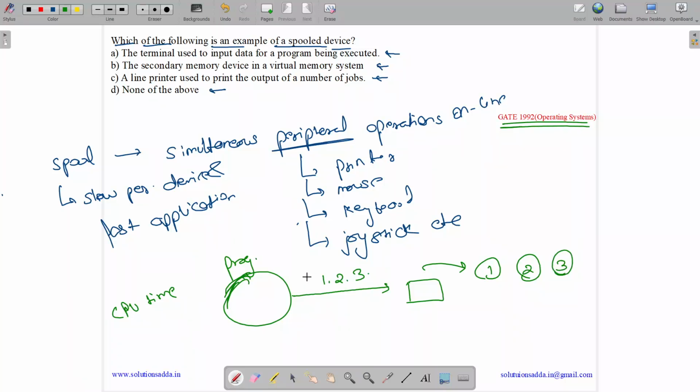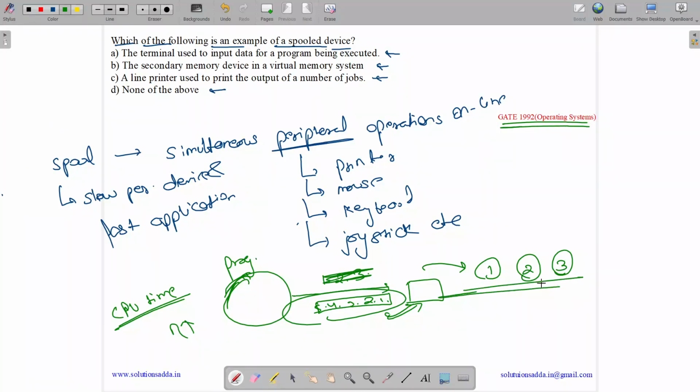So instead of this, we will have a spool. Spool is basically a queue. Here this program will, at a fast pace, give all the commands to the spool. They will be stored in the spool. And then after that, it can do its own work and CPU efficiency will increase. And meanwhile, the printer can take the instructions from this spool and do the printing, as these peripheral devices do not need CPU time.